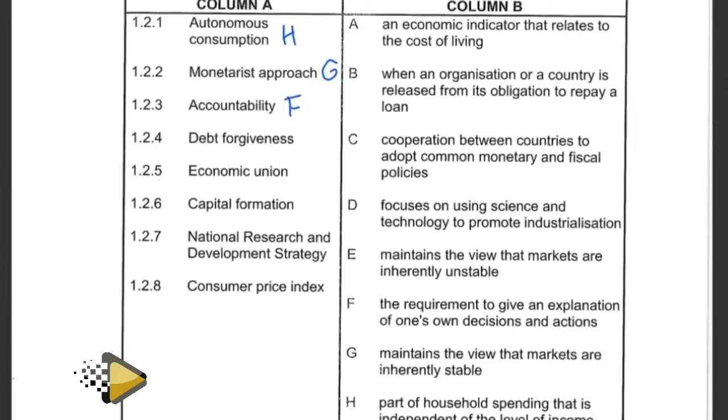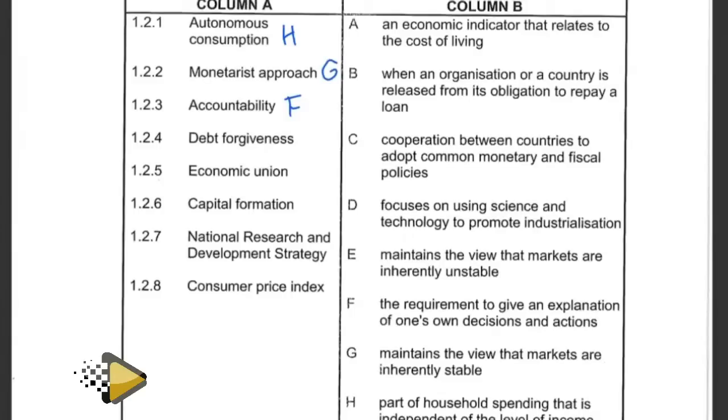Now let's move on to the next question, 1.2.4. So 1.2.4 reads as follows: debt forgiveness. So now, from the phrase debt forgiveness, this really means that a country or an organization is released from its obligation to repay a loan.